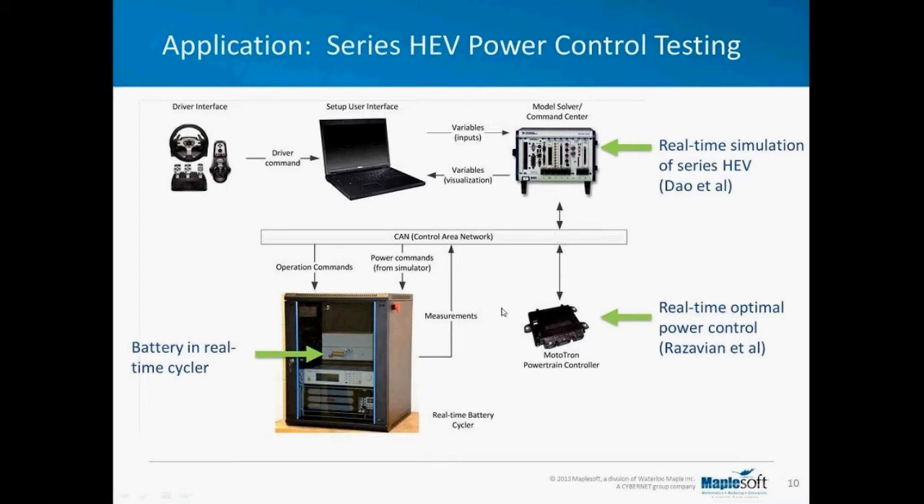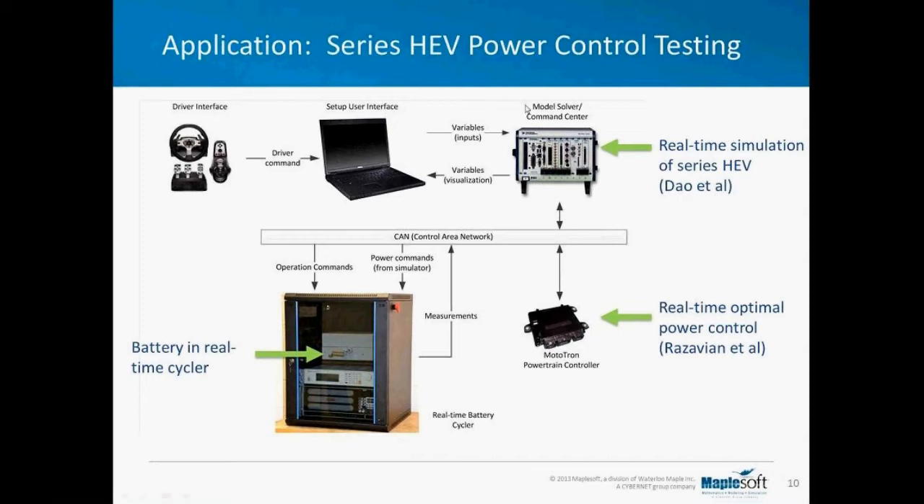We have the Mototron controller again, our ECU, but this time we've implemented a real-time optimal controller that's based on Pontryagin's minimum principle developed by Reza Razavian. And what this controller does is it manages the flow of power in the system to minimize fuel consumption. So we can go farther on the same tank of gas.